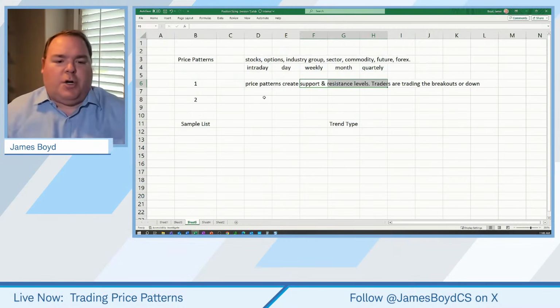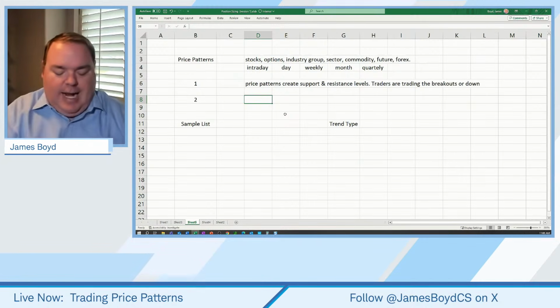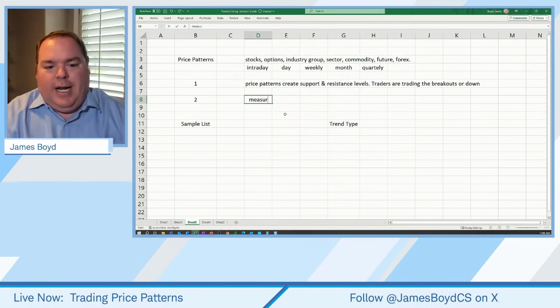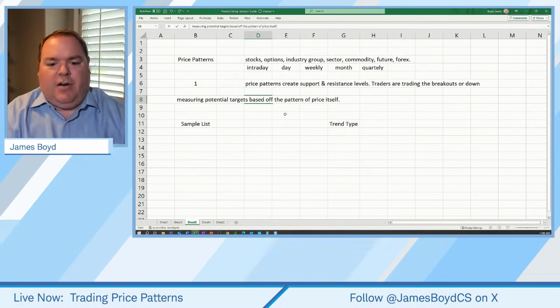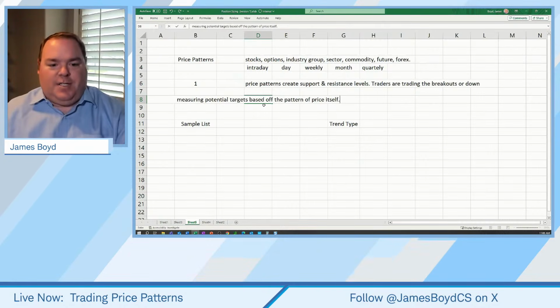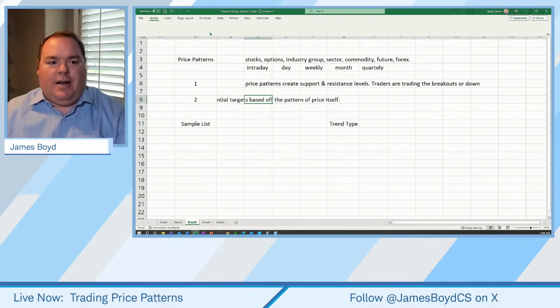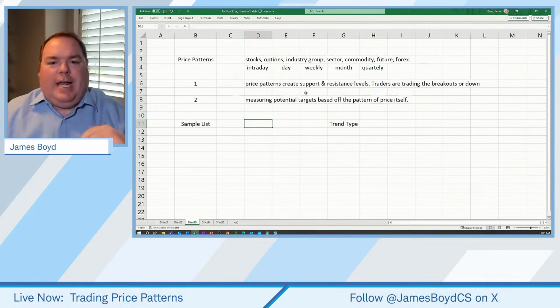Now, what else are we using the price patterns for? That answer might be measuring potential targets based off the pattern of price itself. So those are the two main purposes we see here. If someone asks me, what do you get out of price patterns? I'm looking at support and resistance levels.